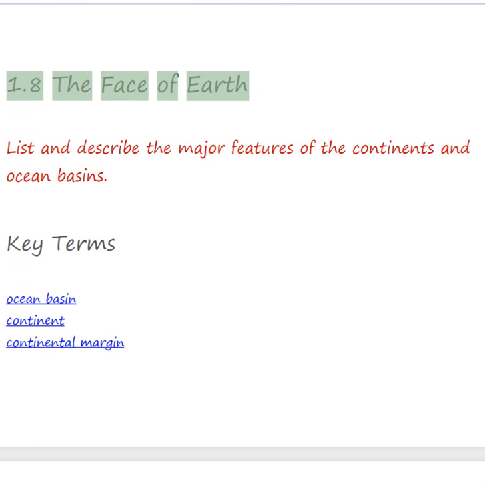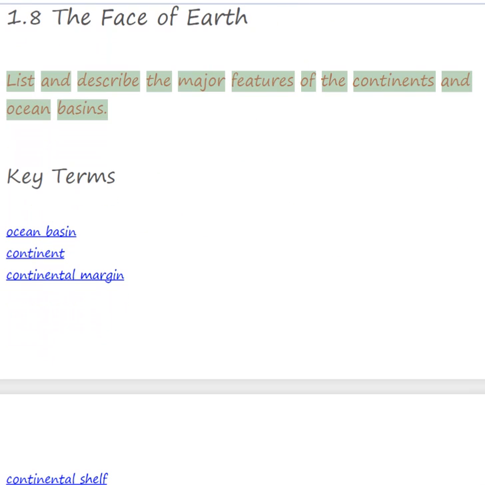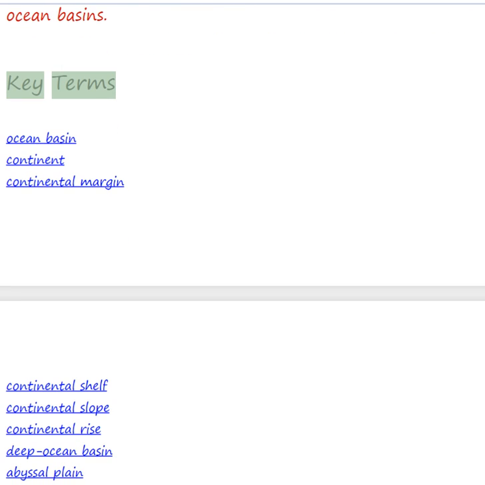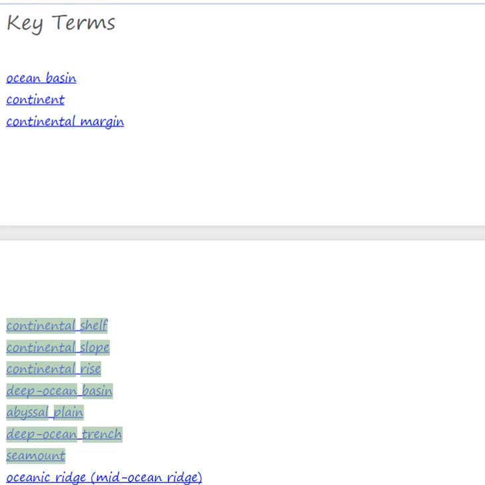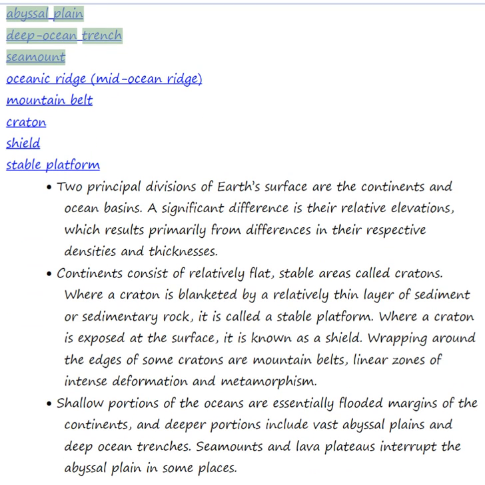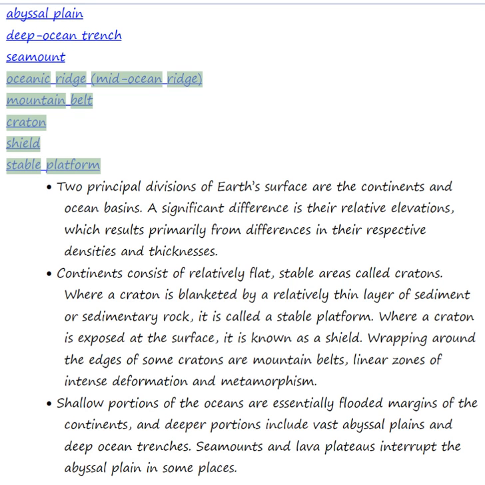1.8 The face of Earth. List and describe the major features of the continents and ocean basins. Key terms: ocean basin, continent, continental margin, continental shelf, continental slope, continental rise, deep ocean basin, abyssal plain, deep ocean trench, seamount, oceanic ridge, mountain belt, craton, shield, stable platform.